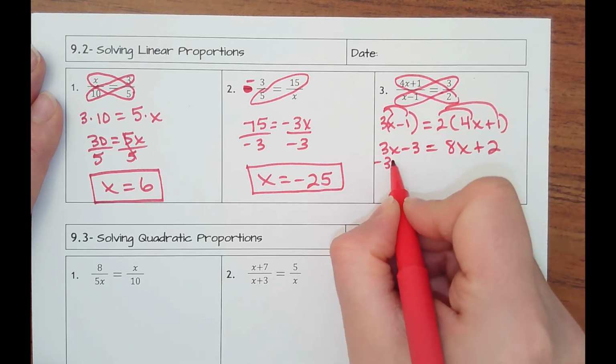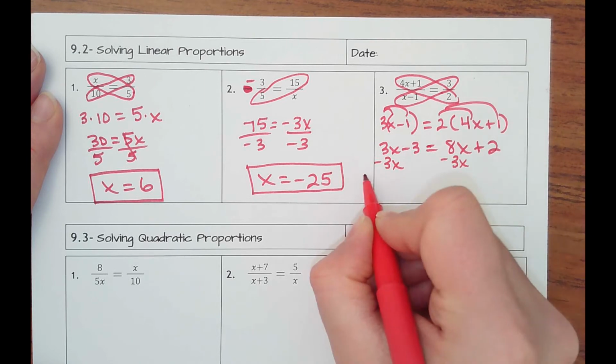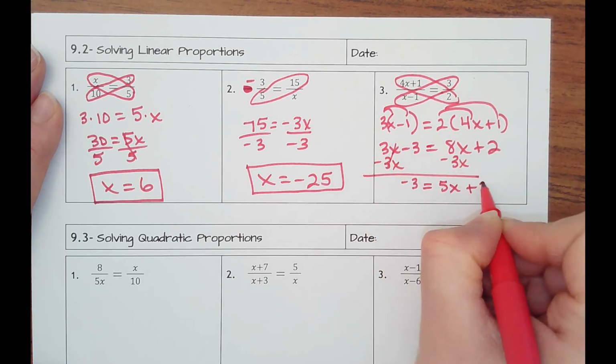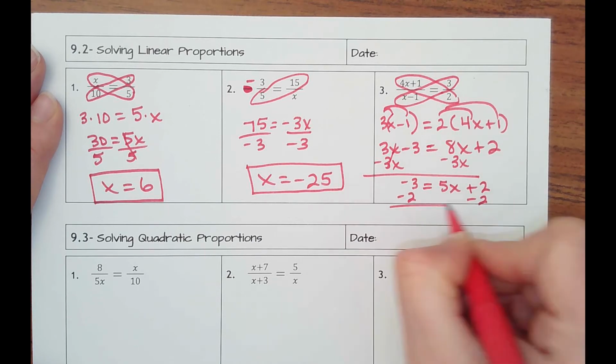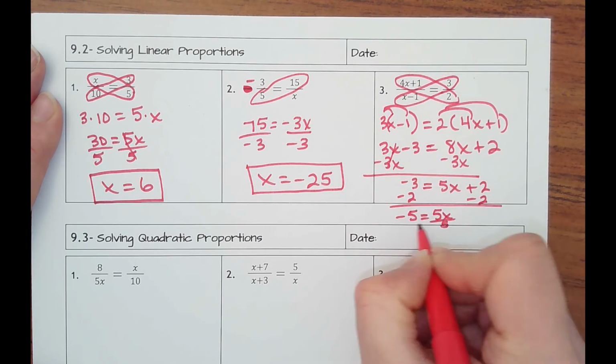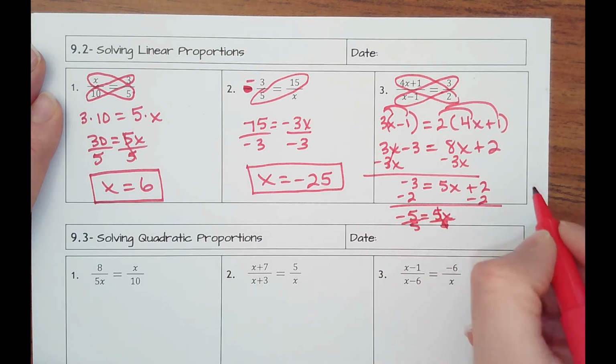I'm going to subtract 3x on both sides. 8 minus 3 is 5x plus 2, subtract 2. That's negative 5 equals 5x, divide by 5. So x equals negative 1.